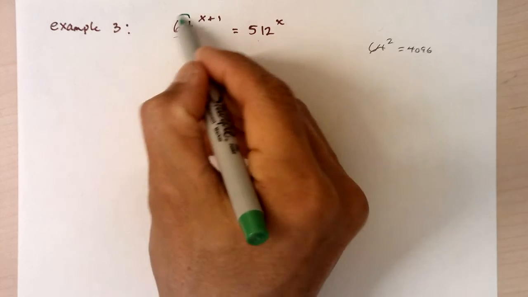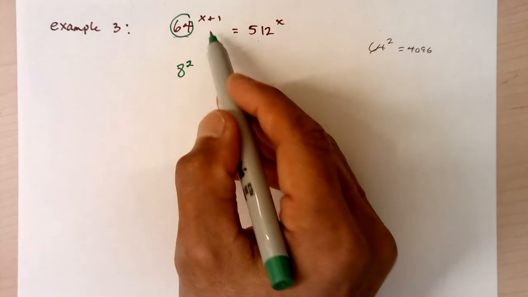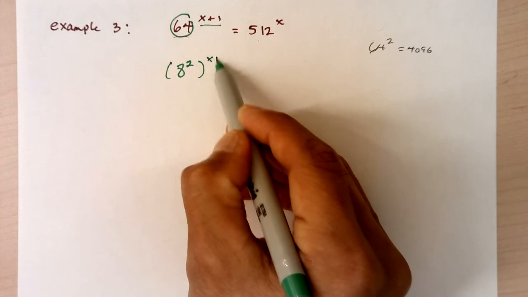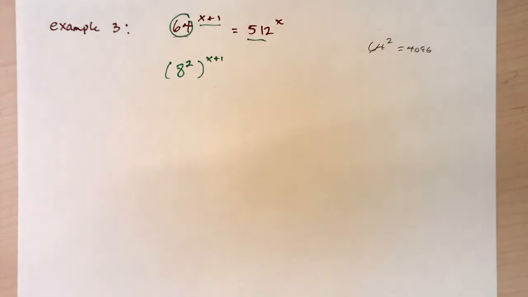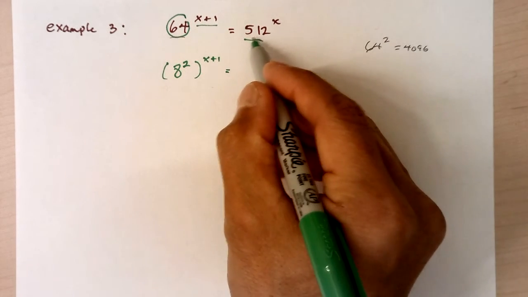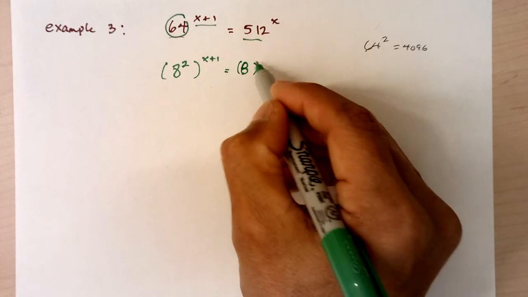So I'm going to rewrite this in terms of 8. 8 squared, or 8 times 8, is 64. That's what I just circled. We still have the exponent, x plus 1. And then I need to rewrite 512 in terms of the base 8. So you probably need your calculator. Maybe try 8 to the third power, and that exactly works. 8 to the third power is 512. So on the right side, 512 is 8 to the third power.